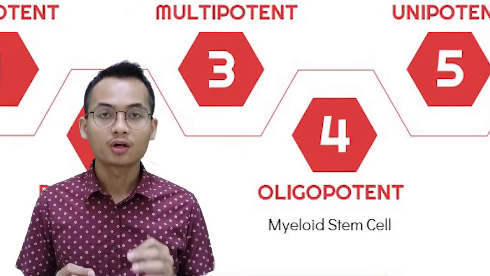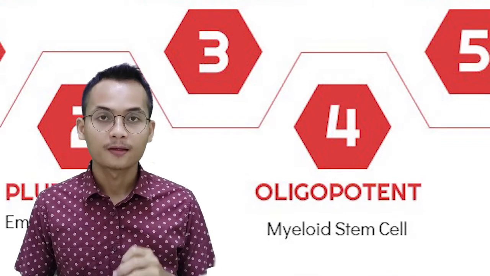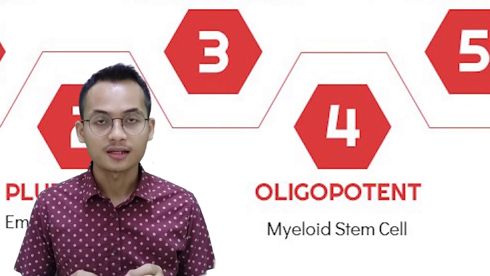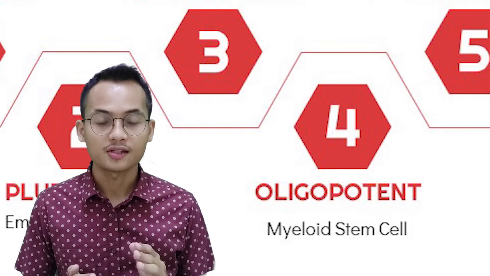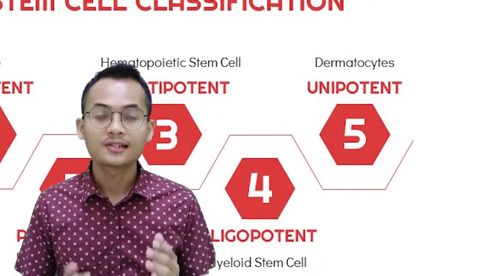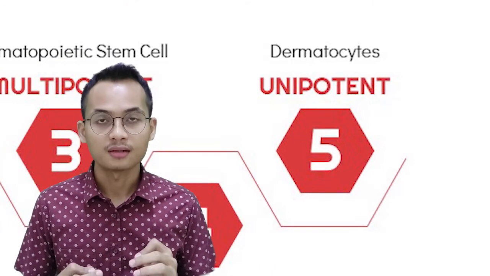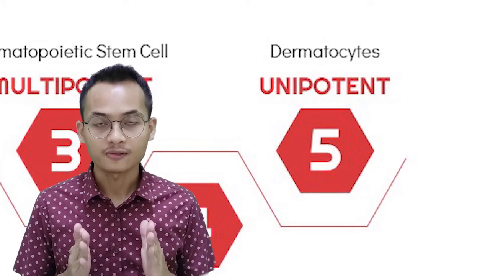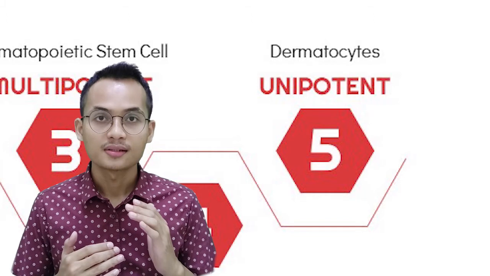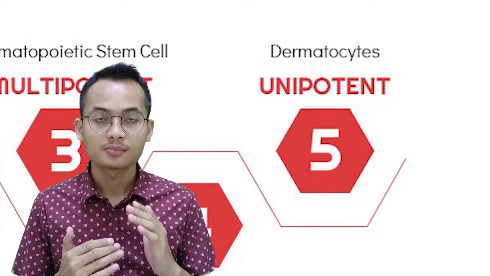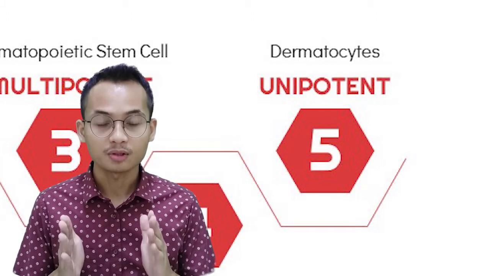Next, the oligopotent stem cell. This type of cell can differentiate and specialize into several types of cells. For example, they can divide into white blood cells but not red blood cells. Last but not least, the unipotent stem cell, in which this type of cell is specific and specialized into certain types of cell only.